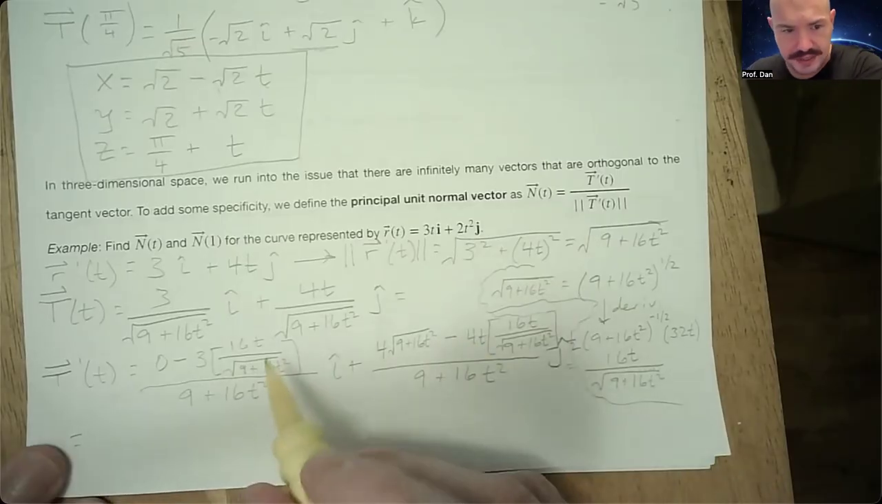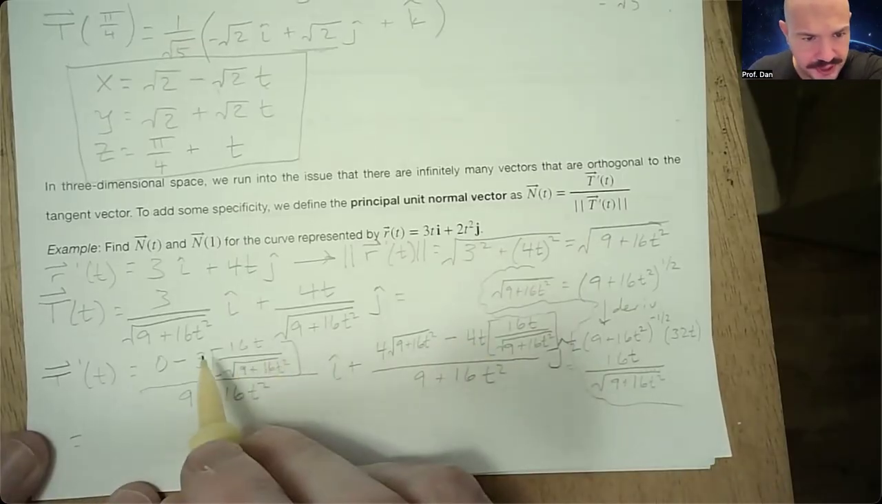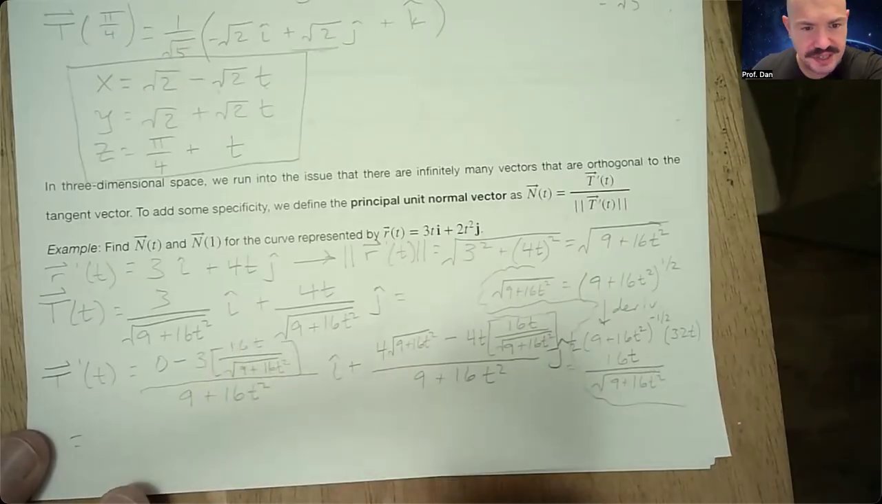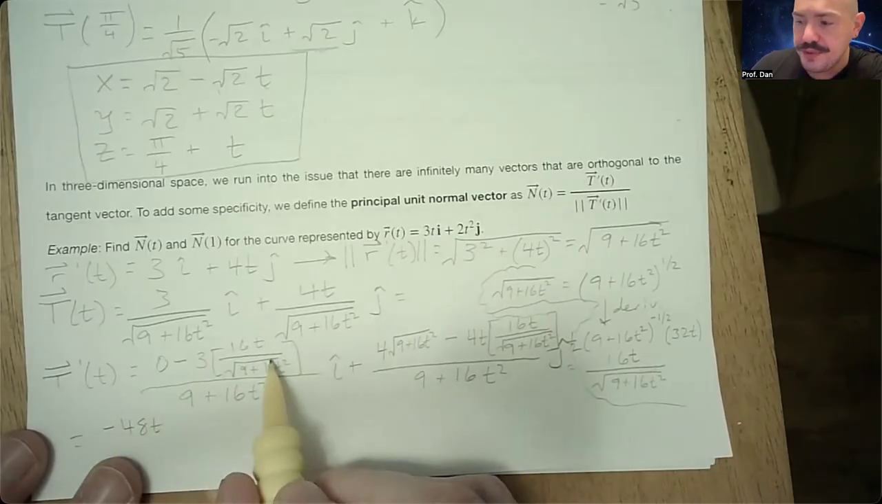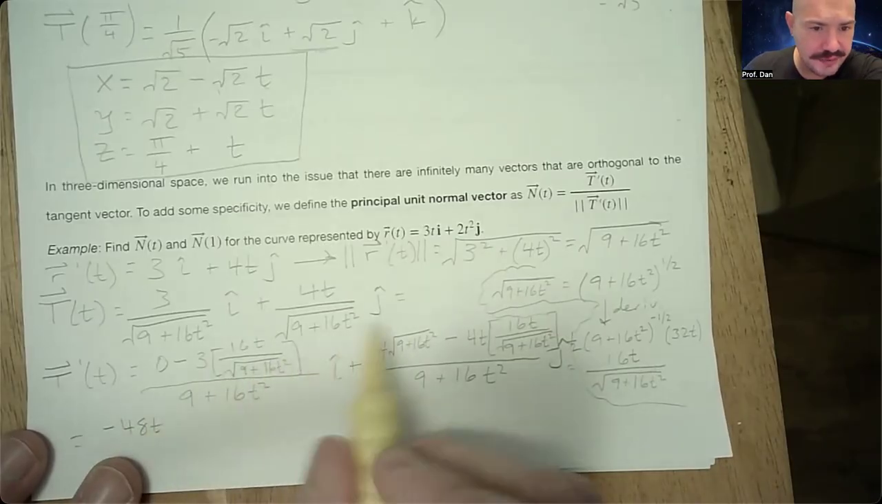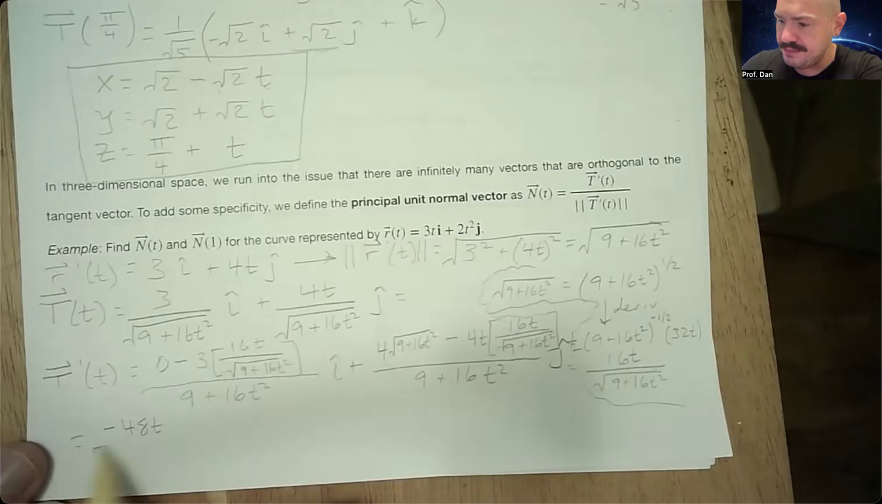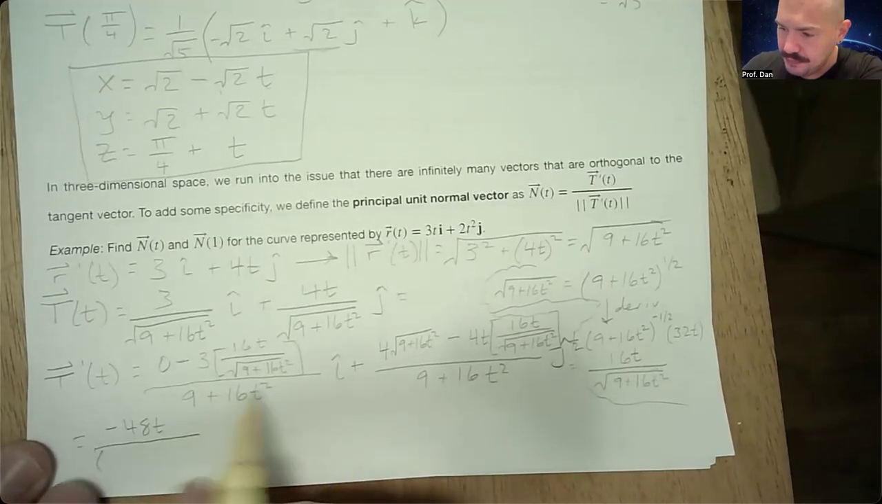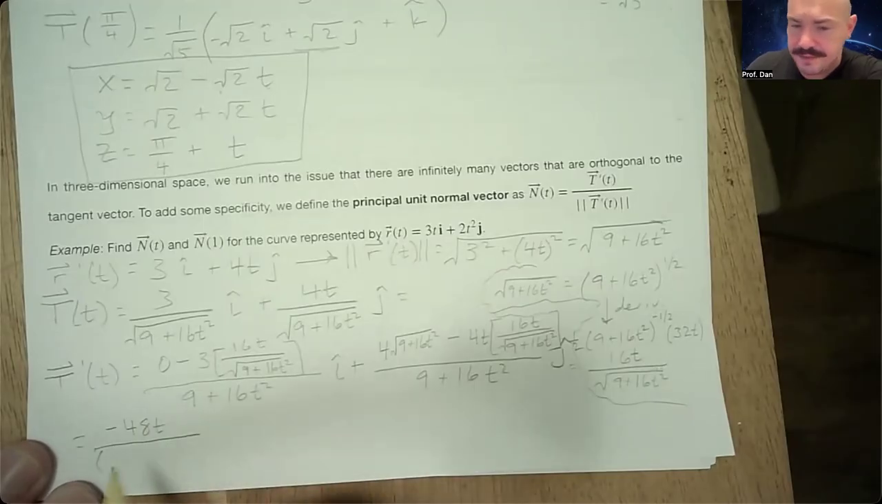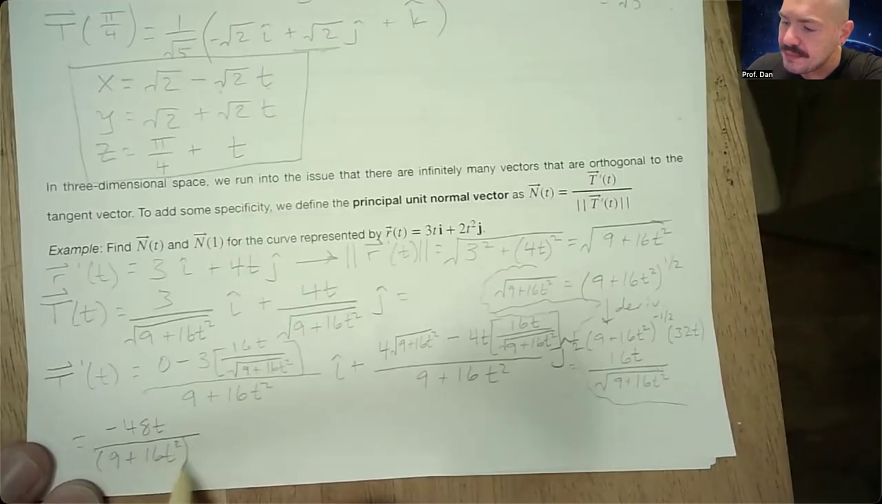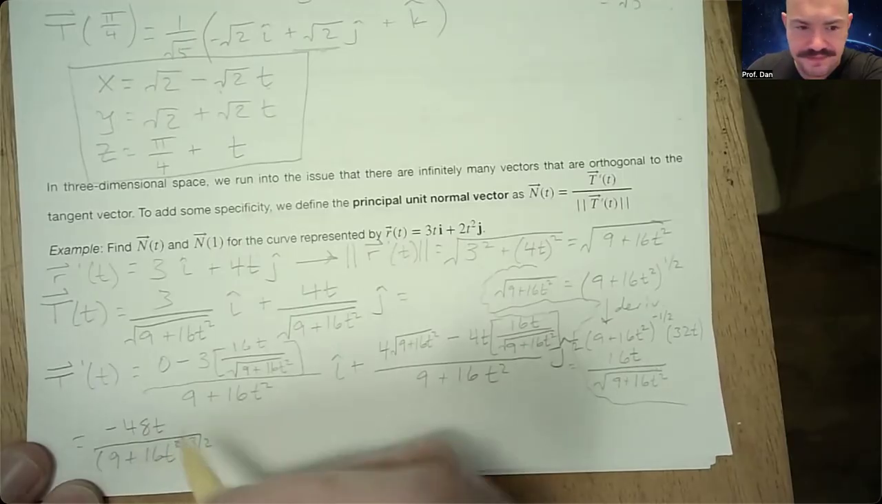So if I look at my i component, first off, if I multiply 3 times 16, I'll get 48. So we have negative 48t. If I multiply the top by this root, then it's going to go away. And in the bottom, we'll have this guy to the 1 times this same guy to the 1/2. So we get 3/2.